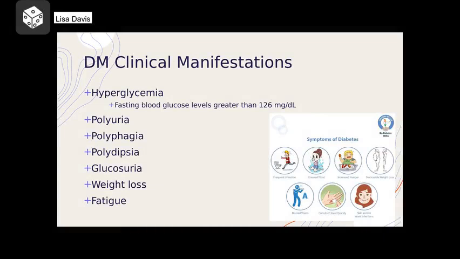So now we know how we get that high blood sugar. Let's talk about what kind of signs and symptoms you might have if you have hyperglycemia. So hyperglycemia is going to give you the 3 P's: polyuria, polyphagia, and polydipsia. Remember, polyuria is going to be frequent urination. I'm going to be running to the bathroom constantly. Polyphagia is I'm going to be extremely hungry. I'm going to be eating all the time. And polydipsia is thirst. So I'm going to be very, very thirsty.